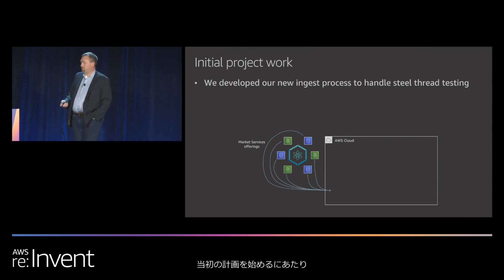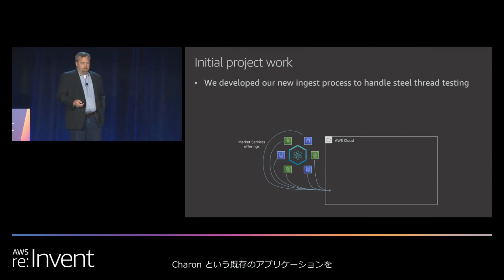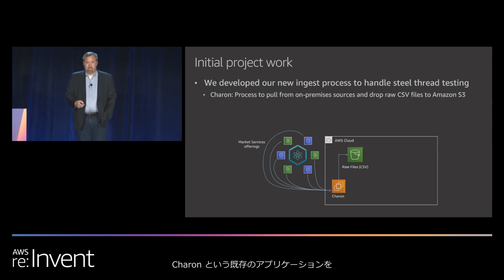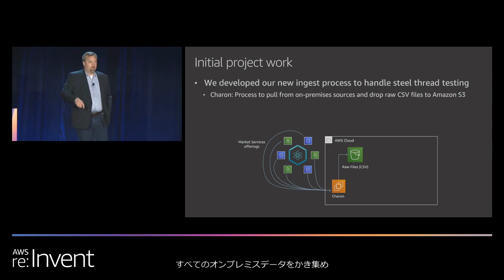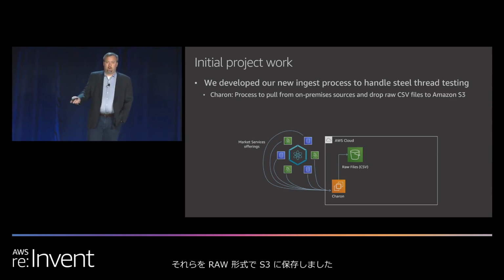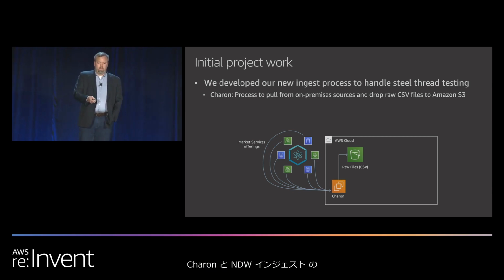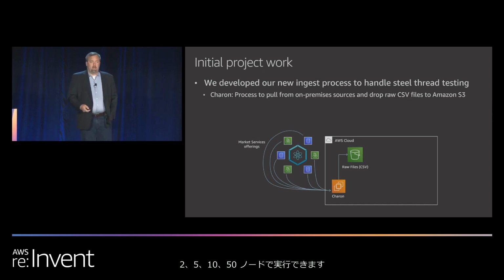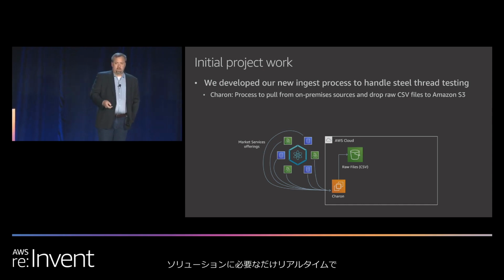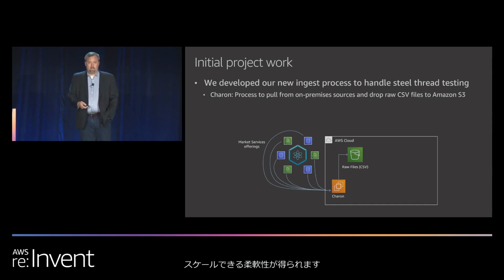So when we did our initial project work, we started out with our ingest. And so we first adapted an existing application called Charon, and its job was to go grab all those files and databases, grab all of that on-prem data, and store it in S3 in its raw format. The real difference here between Charon and NDW ingest is that Charon lives in the cloud, and it's a clusterable workflow solution. So we could run it on 2 nodes or 5 nodes or 10 nodes or 50 nodes, and we would have sort of real-time flexibility in deciding how much we needed to scale that solution.